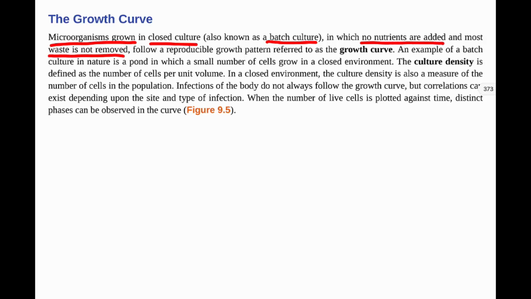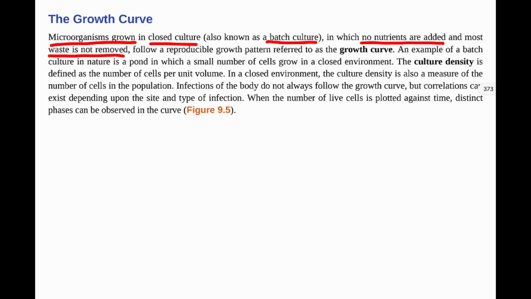When we're talking about a batch culture, what we are often referring to when we talk about growth curve and batch culture is a petri dish, for example, an agar plate that has some bacteria on it, and that's a closed culture. We're not adding any more nutrients. The nutrients that are in the plate itself are the nutrients that those bacterial cells are going to get. We're not adding any more, and we're not taking away most of the waste.